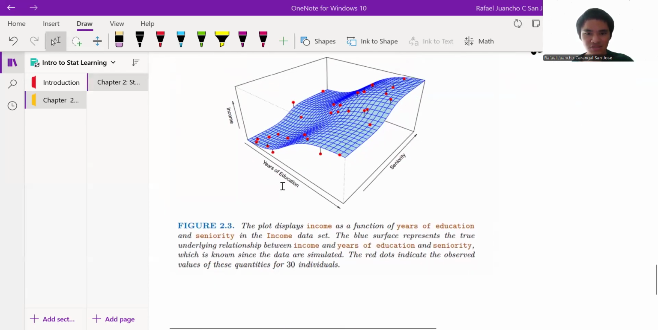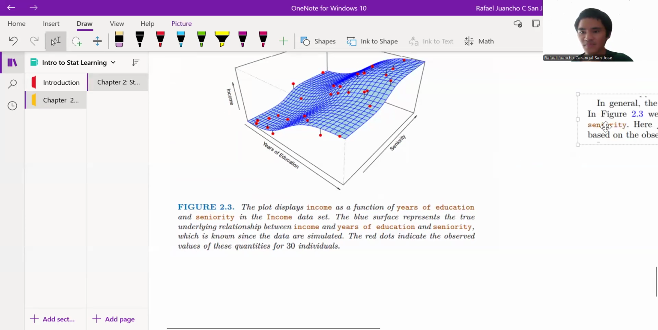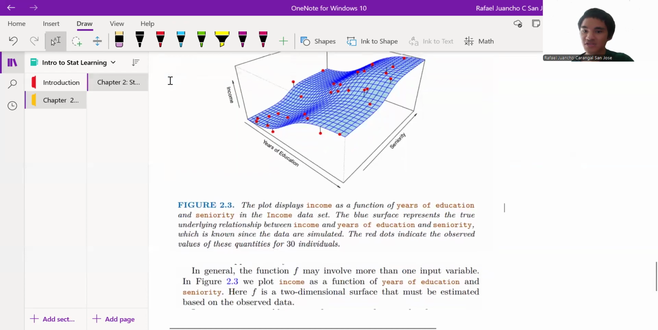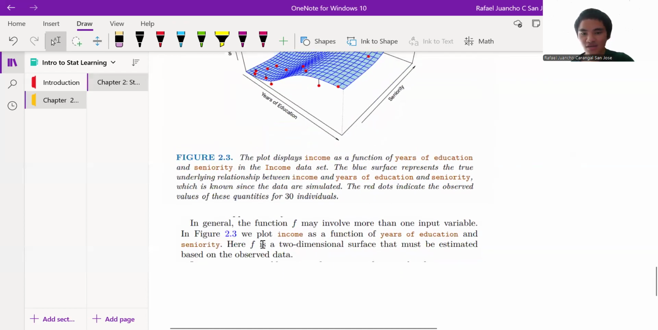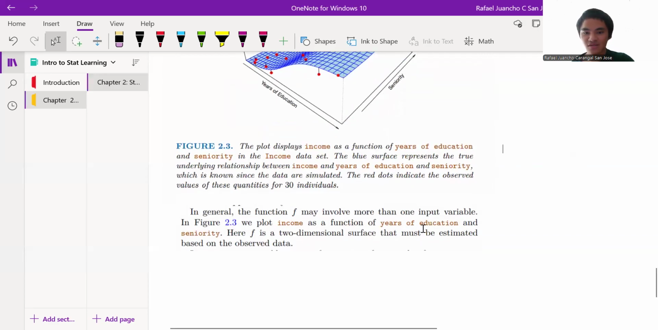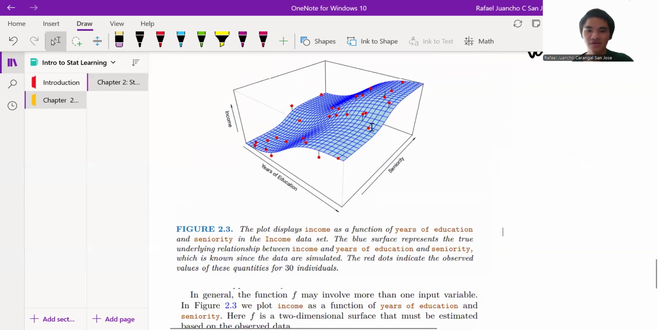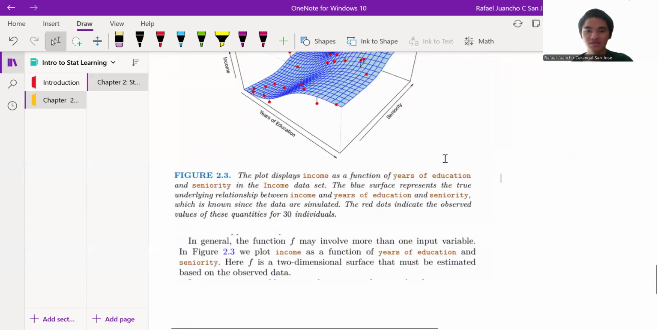So if you were to go back to that example, I think they had a discussion here. Ah, here we go. Here's a little thing that we might want to look at. So in general, this is a function of two variables actually. We can plot income based on the years of education and seniority, right? So here we can combine two predictors to get some output.